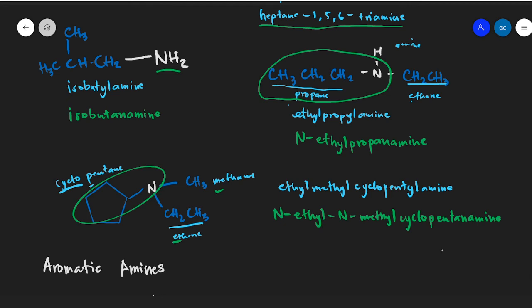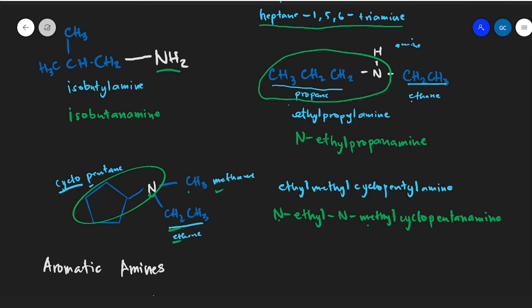So, how did this happen again? We will just have ethyl here attached to our nitrogen atom. This is what it means, this ethane connected to our nitrogen atom. Then, we have here our methyl that is also attached to our nitrogen atom. That is why we have N-ethyl, N-methyl cyclopentamine.